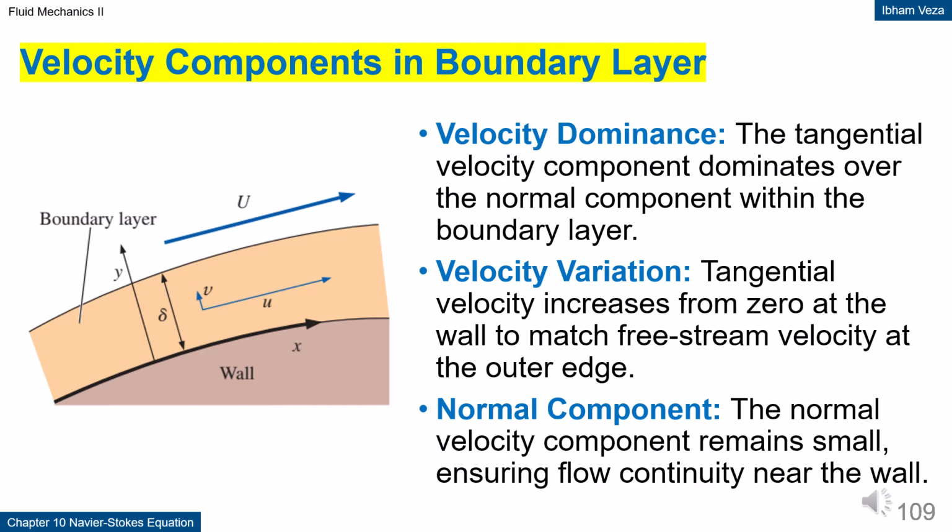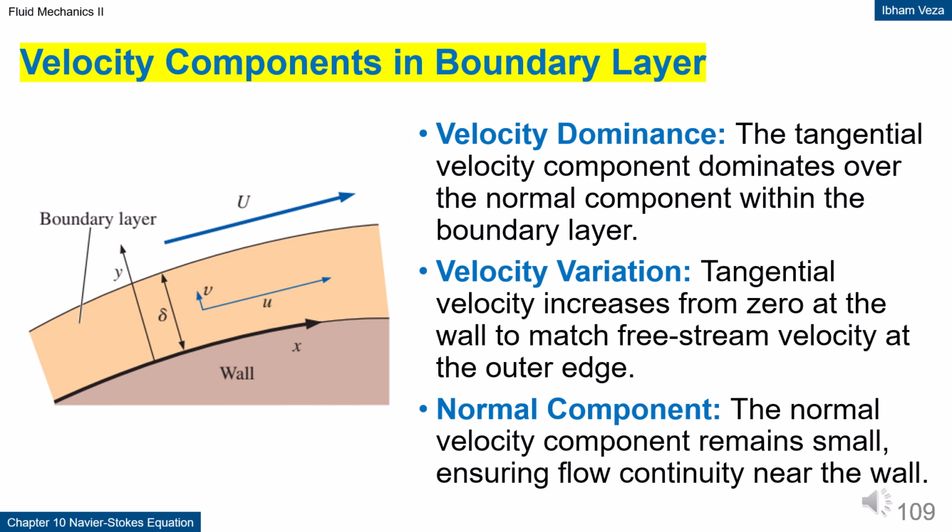Velocity components in boundary layer. Inside the boundary layer, the tangential velocity component is much larger than the normal component. The tangential velocity increases from 0 at the wall to the free stream velocity at the layer edge.